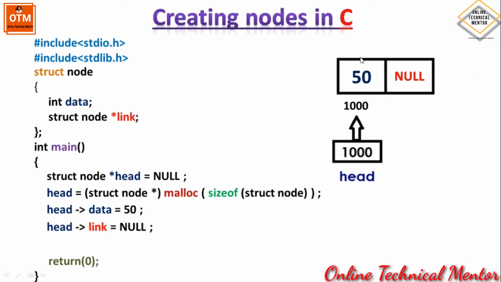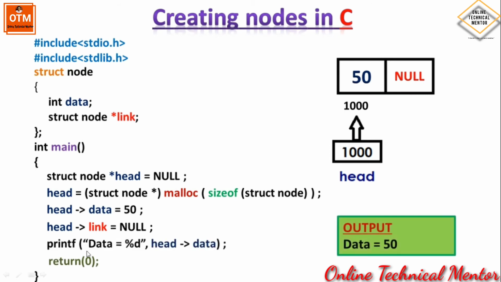Now if you want to print the information part of this node, just write down the printf statement, head arrow data. Whenever you print head arrow data, it will print the data part of this node, that will be 50. So this is a complete program of creating a node using C programming language. Now let me show you the same example by writing it in the C compiler, and there I will show you more techniques on this node creation.